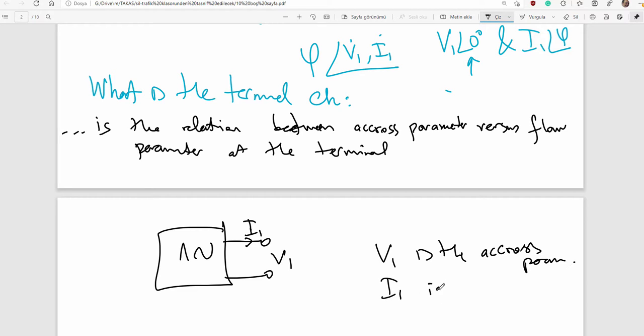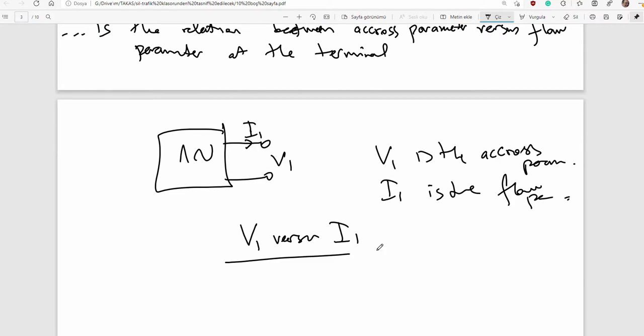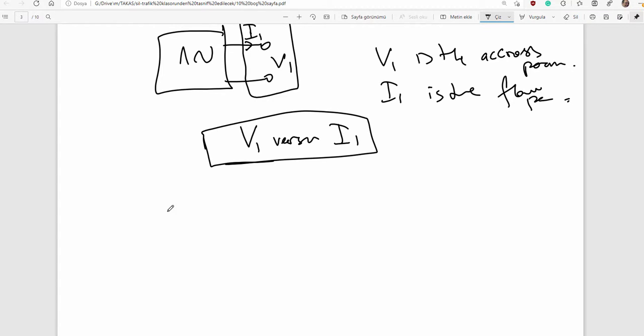I1 is the flow parameter. So, what is the relation between those two parameters? Please draw V1 versus I1. That is the terminal characteristic. You observe such parameters across the terminal and you examine the terminal parameters.